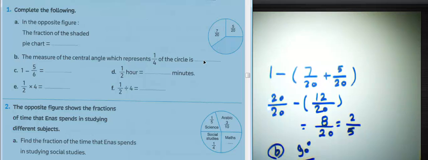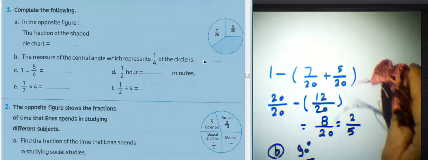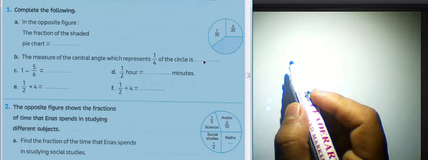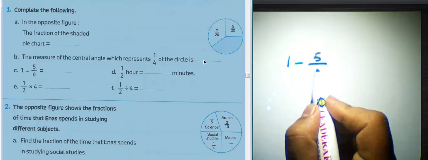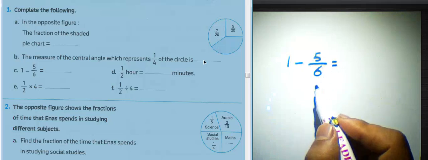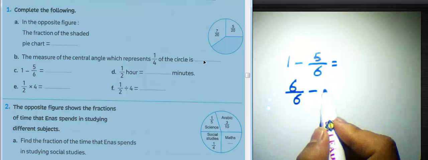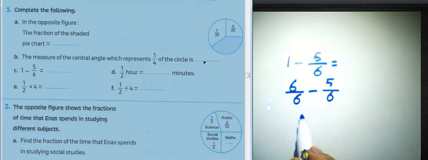Letter C. 1 subtract 5 over 6. We must convert 1 to be 6 over 6. Okay, so 1 subtract 5 over 6 will be what? It will be 1 over 6. Why? Because 1 equals 6 over 6, and 6 over 6 subtract 5 over 6 will be 1 over 6. The result will be 1 over 6 for this example.